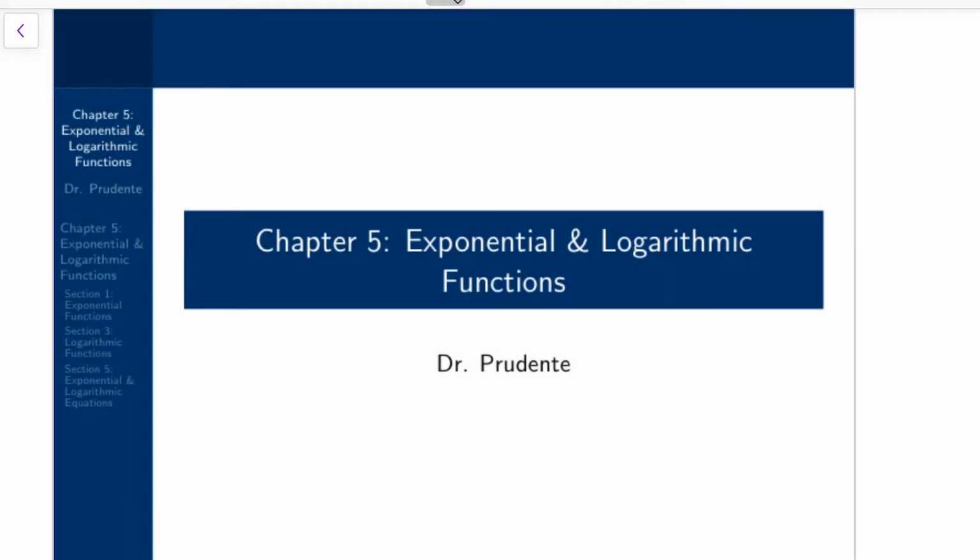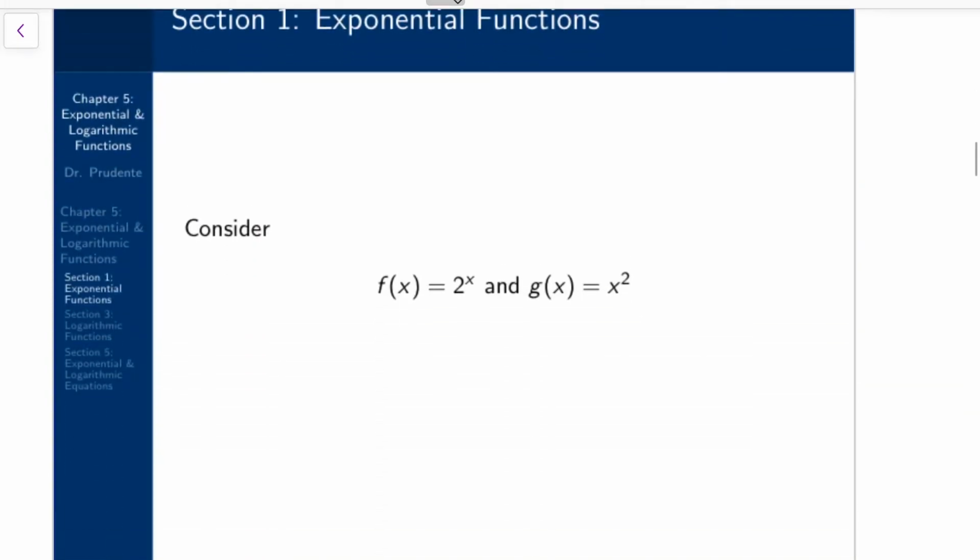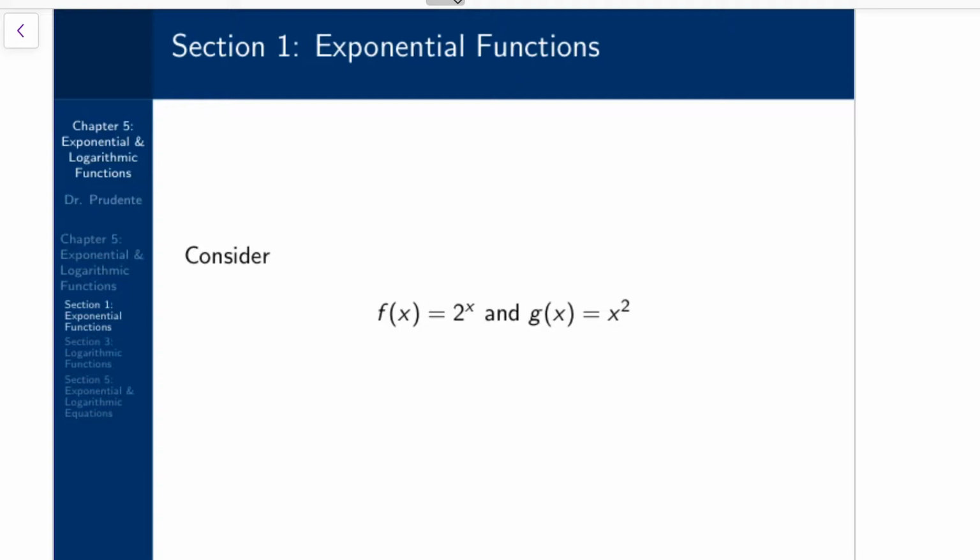Hello. Today we're going to start with Chapter 5, our study of exponential and logarithmic functions. And so if we consider these two functions, f of x being 2 to the x and g of x being x squared, one big difference we can see is the place where x is. For f, x is our exponent. And for g, x is our base. They're two completely different spots for x to be in.